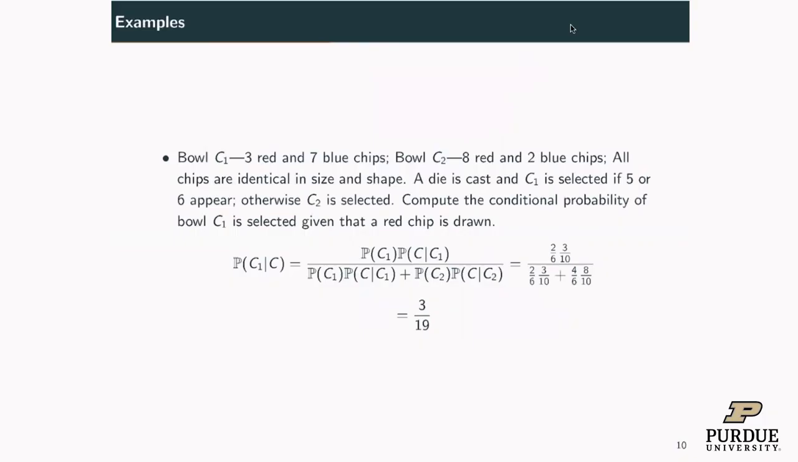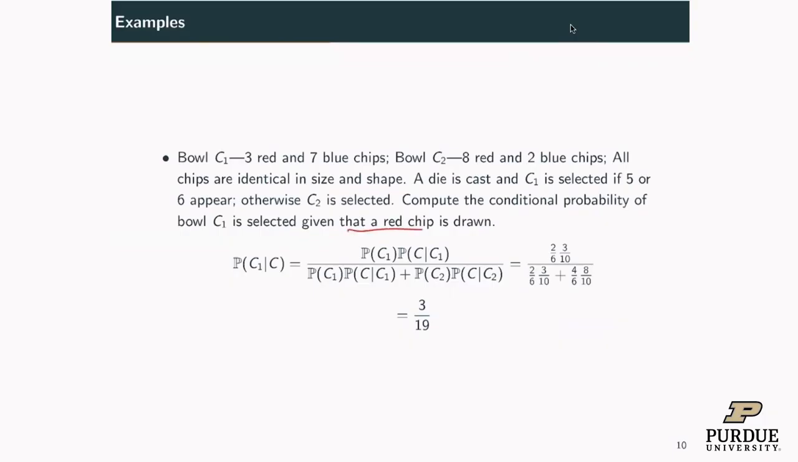We can take a look at an example. There is a bowl C1. It includes 3 red and 7 blue chips. Bowl C2 has 8 red and 2 blue chips. All chips are identical in size and shape. A die is cast and C1 is selected if 5 or 6 appear. Otherwise, C2 is selected. Compute the conditional probability that bowl C1 is selected given that a red chip is drawn.